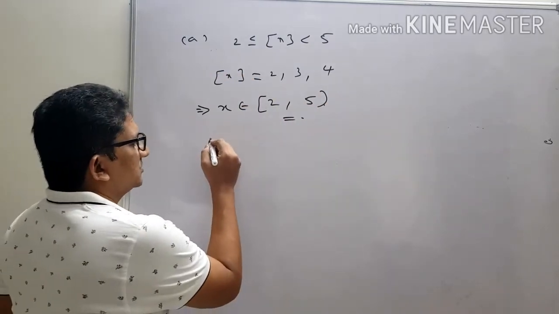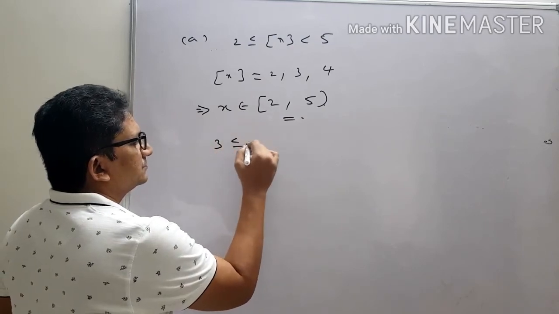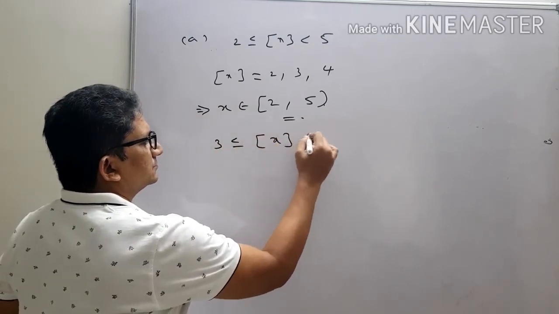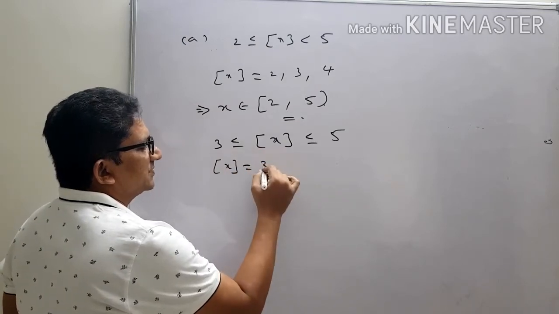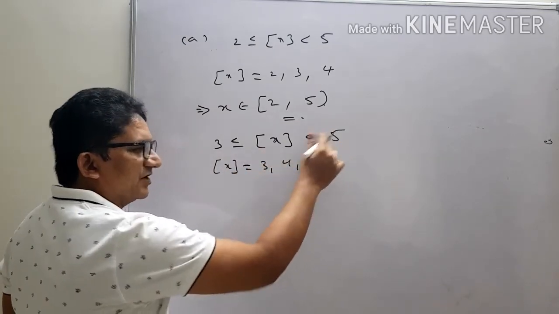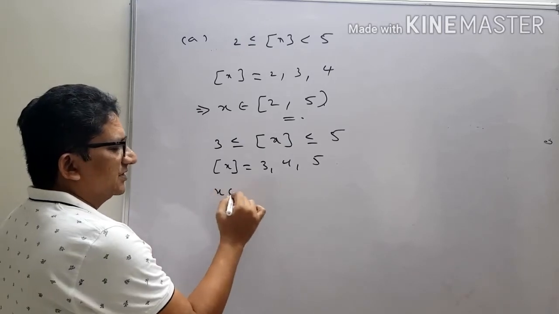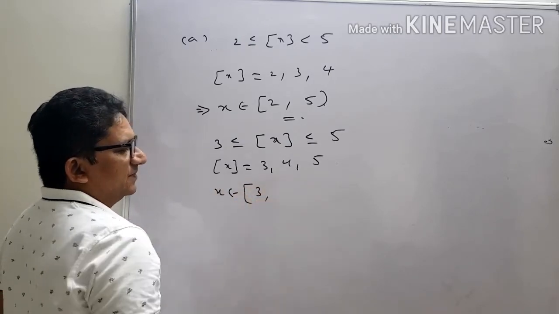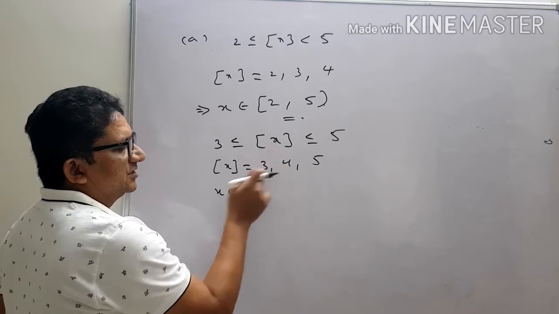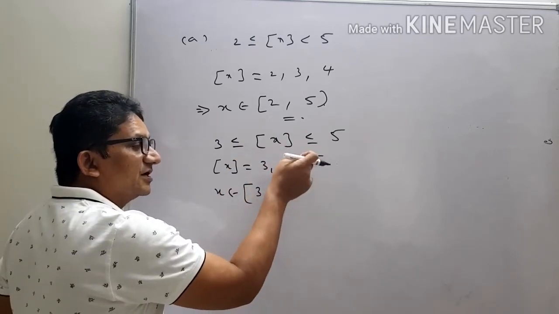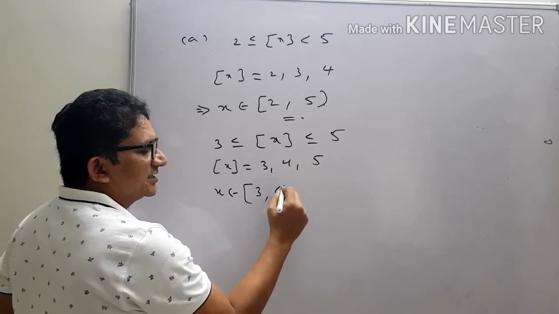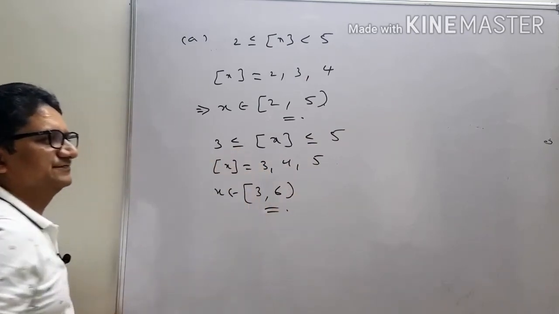Now students, you solve this question. What are the possible values we can give to step x? 3, 4, 5 also we can give. So x belongs to from 3. 3 comes between 3 and 4, 4 comes between 4 and 5, 5 comes between 5 and 6, so 6 is excluded. That is correct.